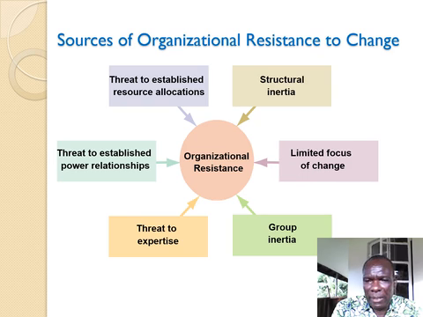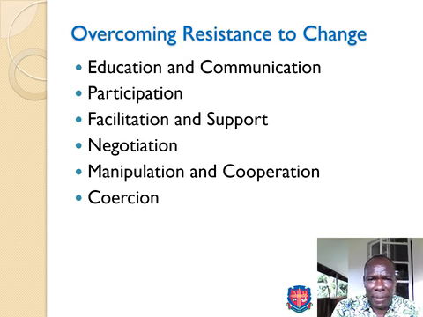Online is threatening established power relationships. Power now belongs to the people out there. The initial power that you had, you don't have all of it now. So those are all issues or sources of resistance to change. How do you overcome them? Through education and communication, we need that a lot. Sensitization, we need it a lot. We need constant communication. Otherwise, the resistance will be very strong. We need participation. Involve the members in participation. Let participation be regular. Let there also be facilitation and support. Let there be negotiation. Let there be cooperation. And at the very worst, you can use coercion.